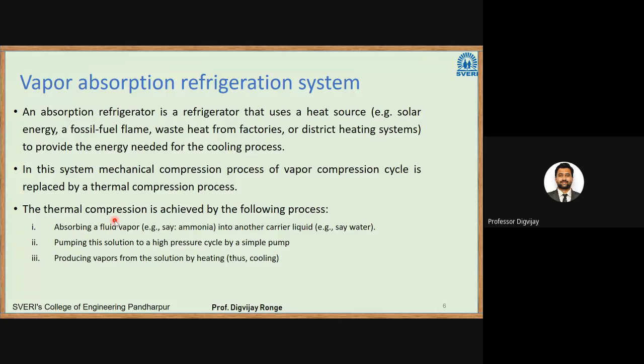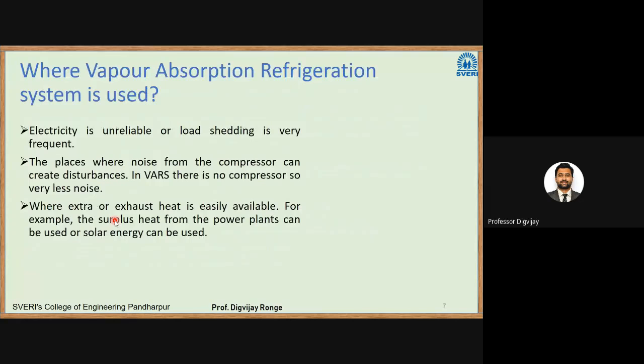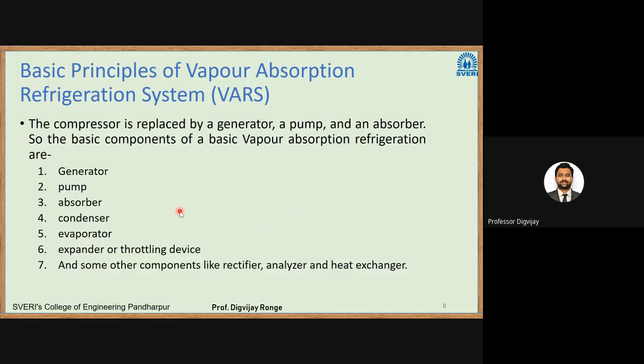Okay. So where is it used? Where the electricity is unreliable, and places where the noise of the compressor can create disturbances. So we don't want that noise. Also, we don't want reliance on electricity. And where extra or exhaust heat is easily available. So wherever we can use solar heat or waste heat, in that case we can go for the VRS system.